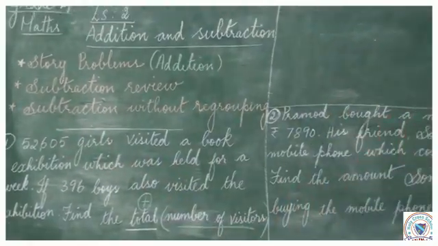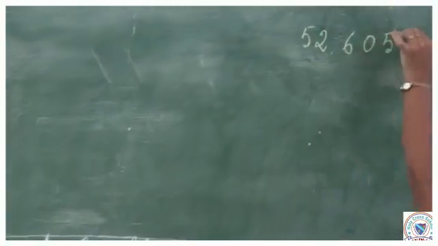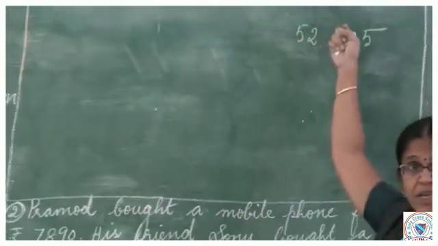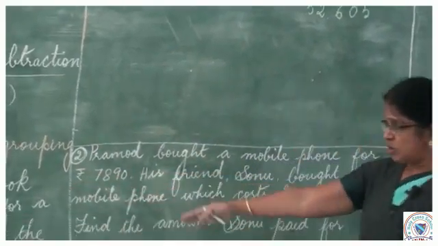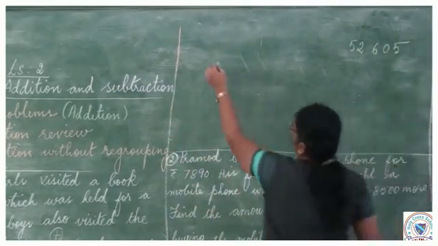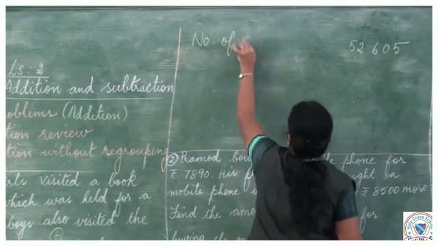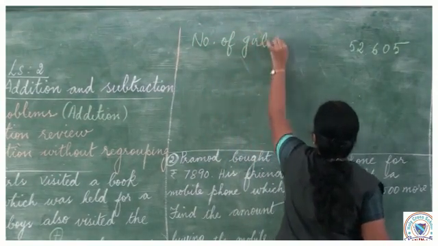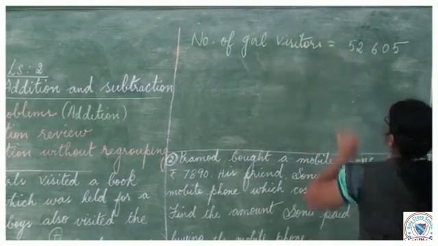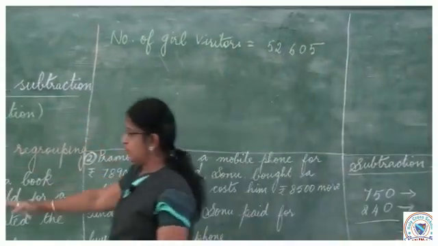Now, you ask a question to this number. What is the number given? 52,605. What is this number? Girls. This number indicates the girls. So, join that, number of girl visitors. Join the root word, the root, number of girl visitors is equal to 52,605.